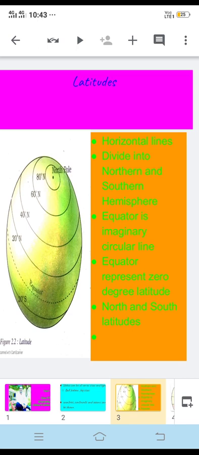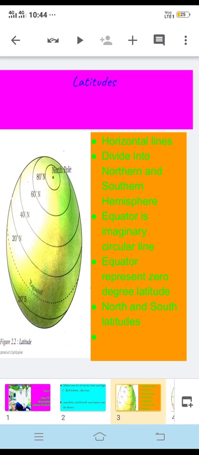So in the center of our globe we have the equator. What is the equator? I have already told you, the equator is an imaginary circular line. If you go towards the north side of the equator, there we have the northern hemisphere. And if you go from the equator in the south direction, it will show the southern hemisphere. So the earth, or the globe, can be divided into the northern hemisphere and the southern hemisphere.